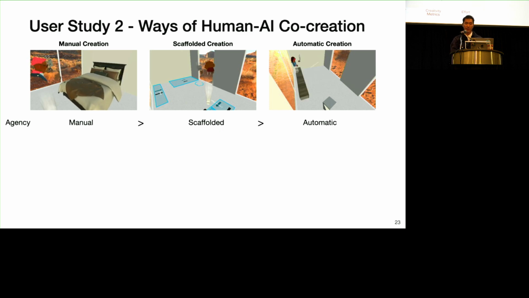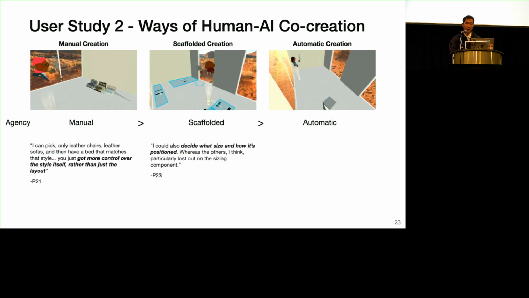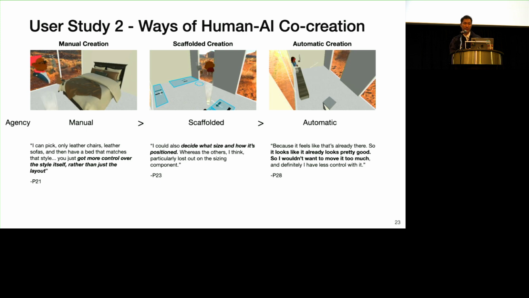In agency, we found that manual creation gave users the most agency, then scaffolded, then automatic. Users feel the most in control in manual because they have more control over the style of the objects themselves, besides just the sizing or placement. In scaffolded, they have additional control over the size and the type of object that they can define in the room. And the last one, automatic, is the least in control, because it looks like Gen AI already provides everything for them, and they don't want to move it that much.